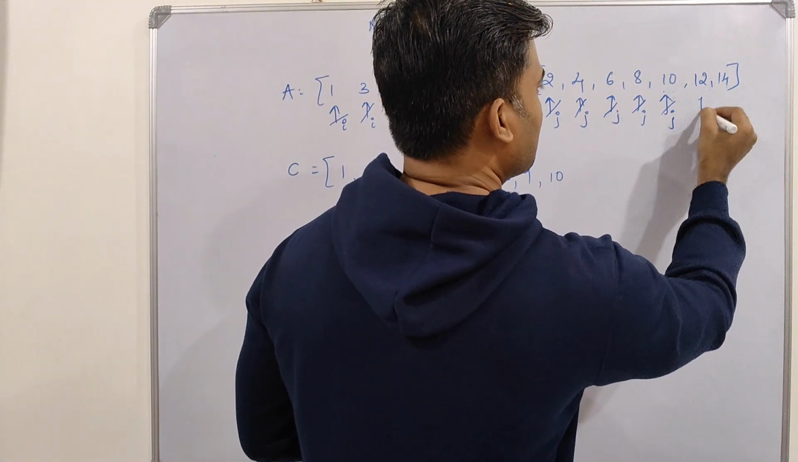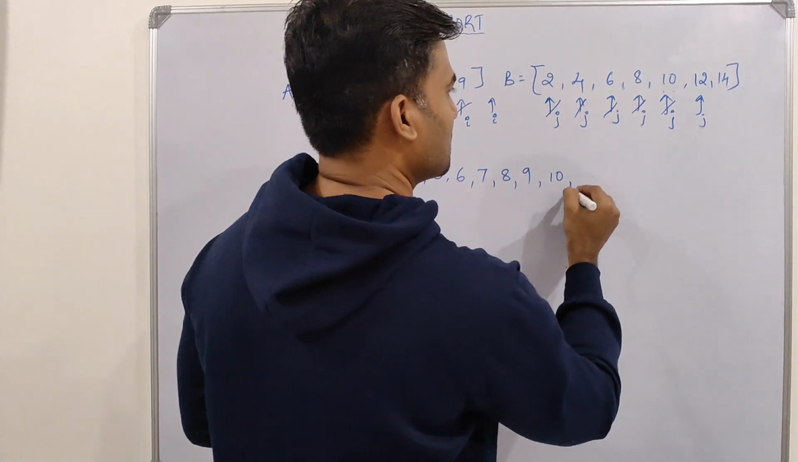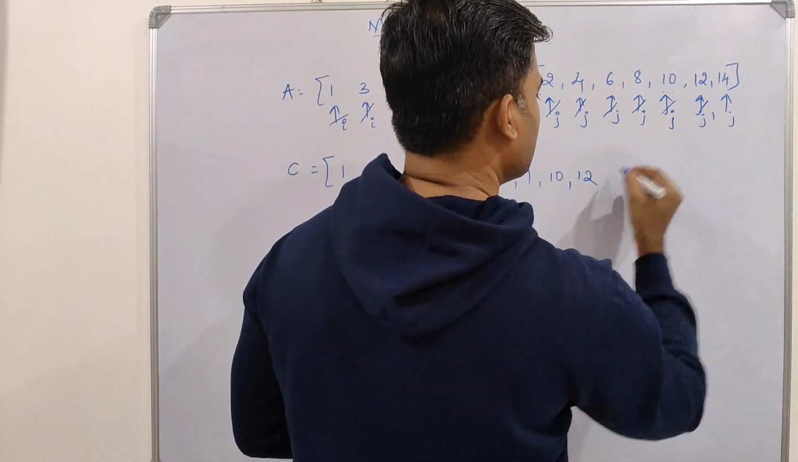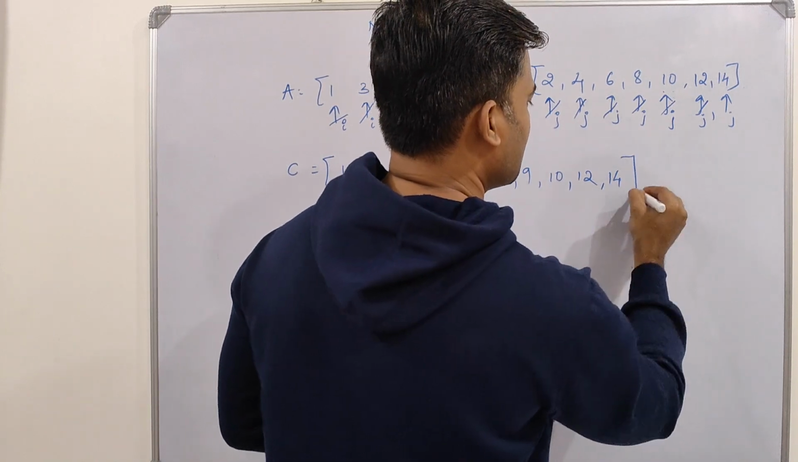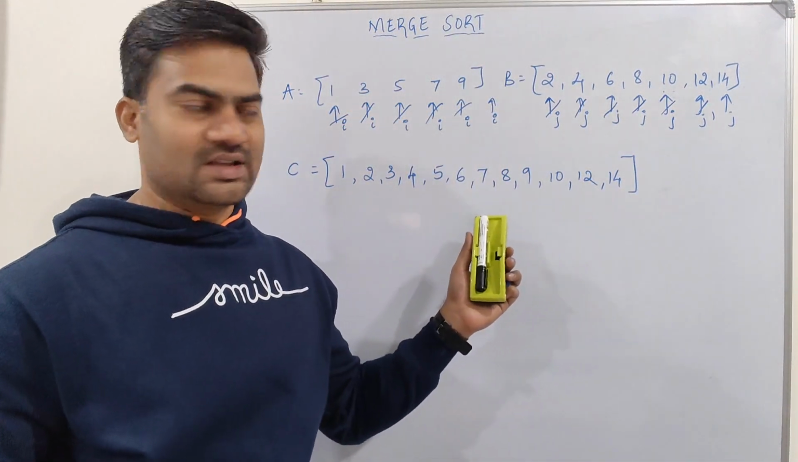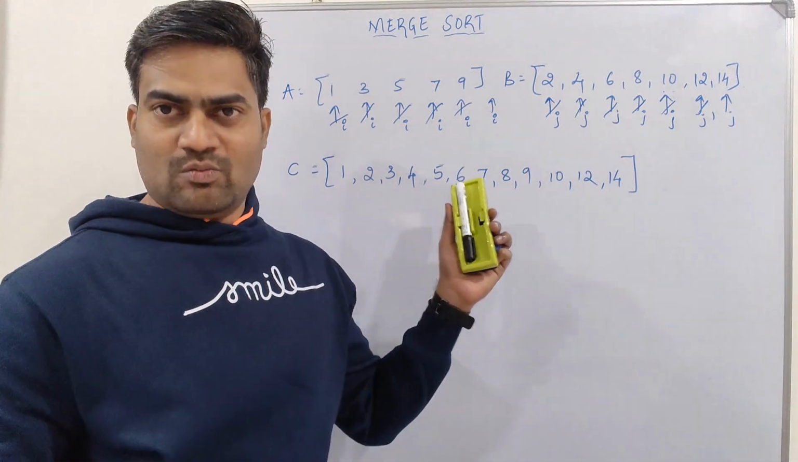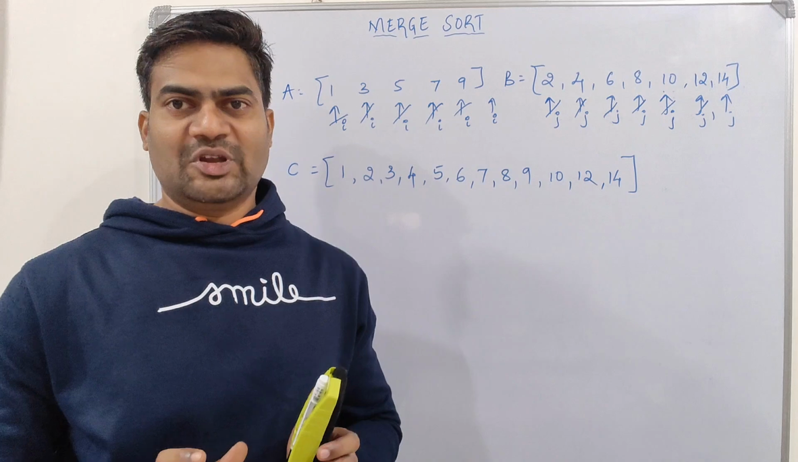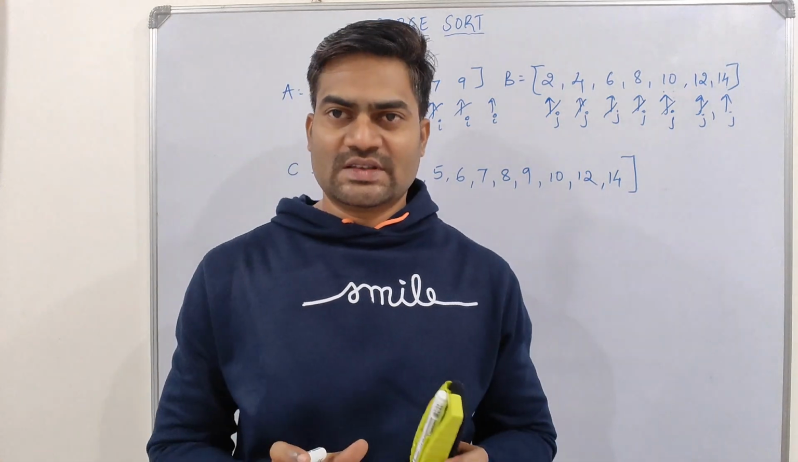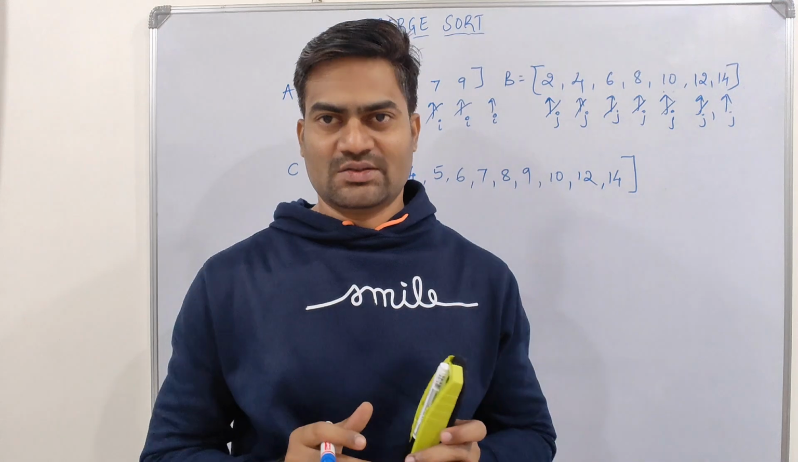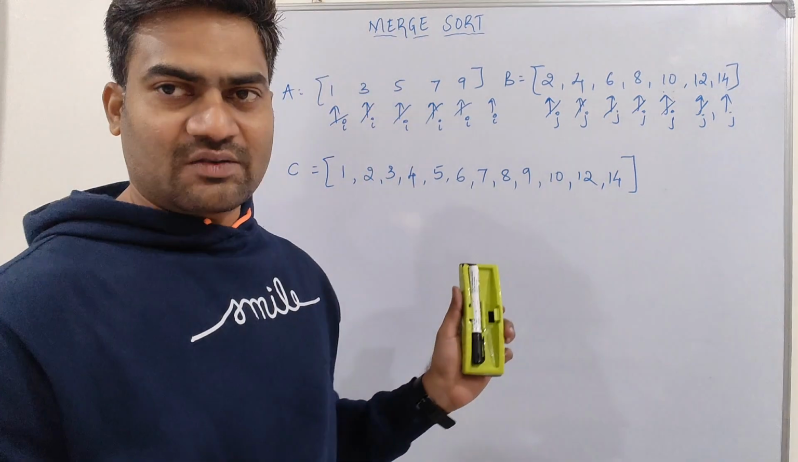So I will increment j. I'll take 12, again increment j and copy 14. So this is my merged array. This is how the merging procedure works. For this, we should keep in mind the prerequisite is that both the arrays should already be in their sorted order.